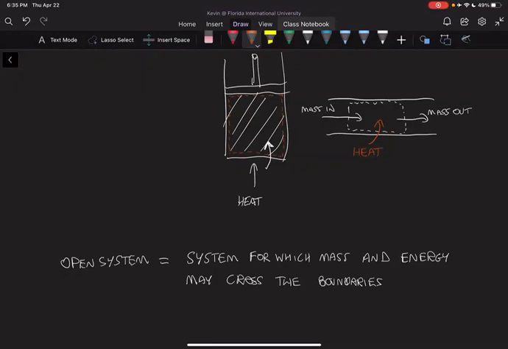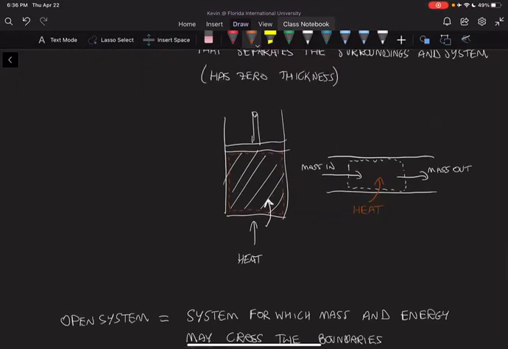Now, for the closed system, no mass crosses the boundary. However, energy can definitely cross the boundary in the form of heat, or in another form, which would be in the form of work. So if this piston, for example, so I'll draw it in blue, starts going down, we might have some energy crossing the boundary in the form of work. So we might have some work being done on the system or by the system on the piston. So we'll look into that a little bit later.